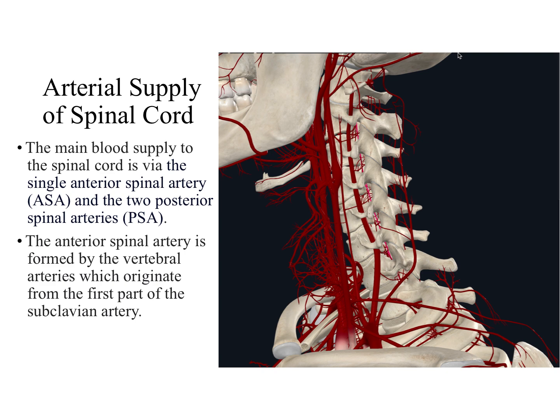So now that we know that general mapping of the arteries coming away from the heart, let's look at the arterial supply of the spinal cord. The main supply of the spinal cord itself is through one single anterior spinal artery and two posterior spinal arteries. The anterior spinal arteries are formed by the vertebral arteries, and the vertebral arteries originate from that first part of the subclavian artery. So let's take a look at this picture.